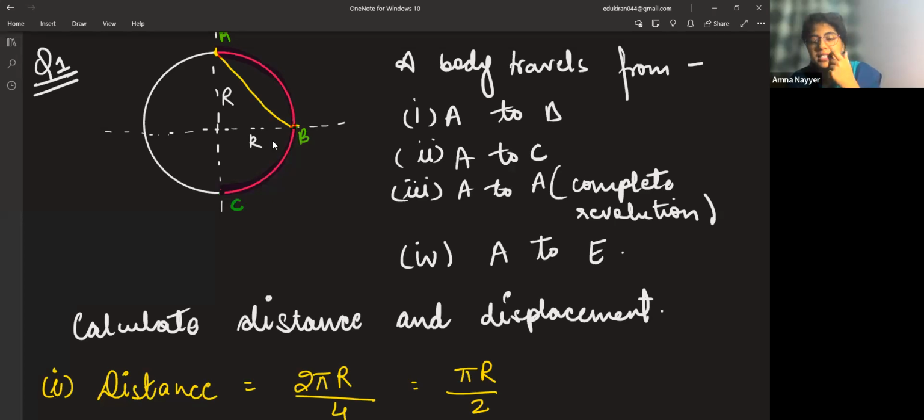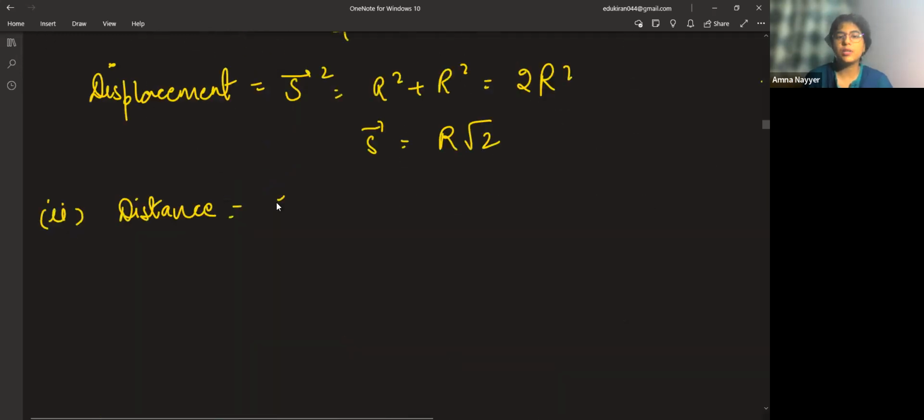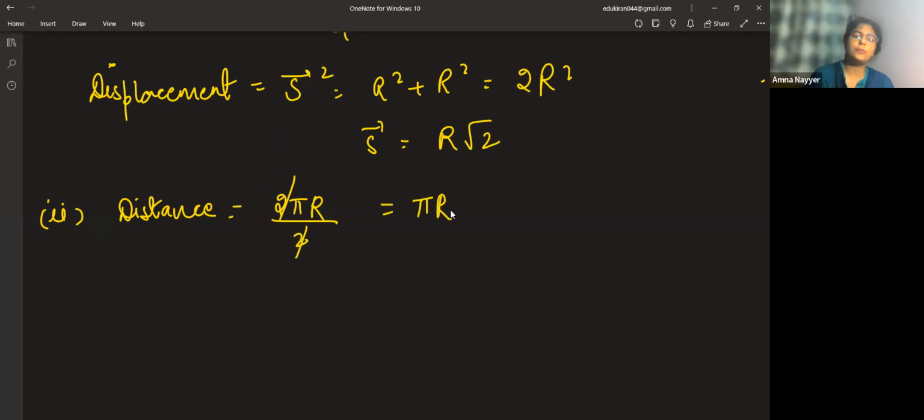This is a semicircle now. So for a semicircle, you already know that the semicircle's periphery is pi r, 2 pi r divided by 2. When we had that 1/4 portion, we took 2 pi r by 4. Now we are having half the portion, so 2 pi r divided by 2. So distance will become 2 pi r divided by 2. The 2 will get cancelled. Distance will come out to be pi r.